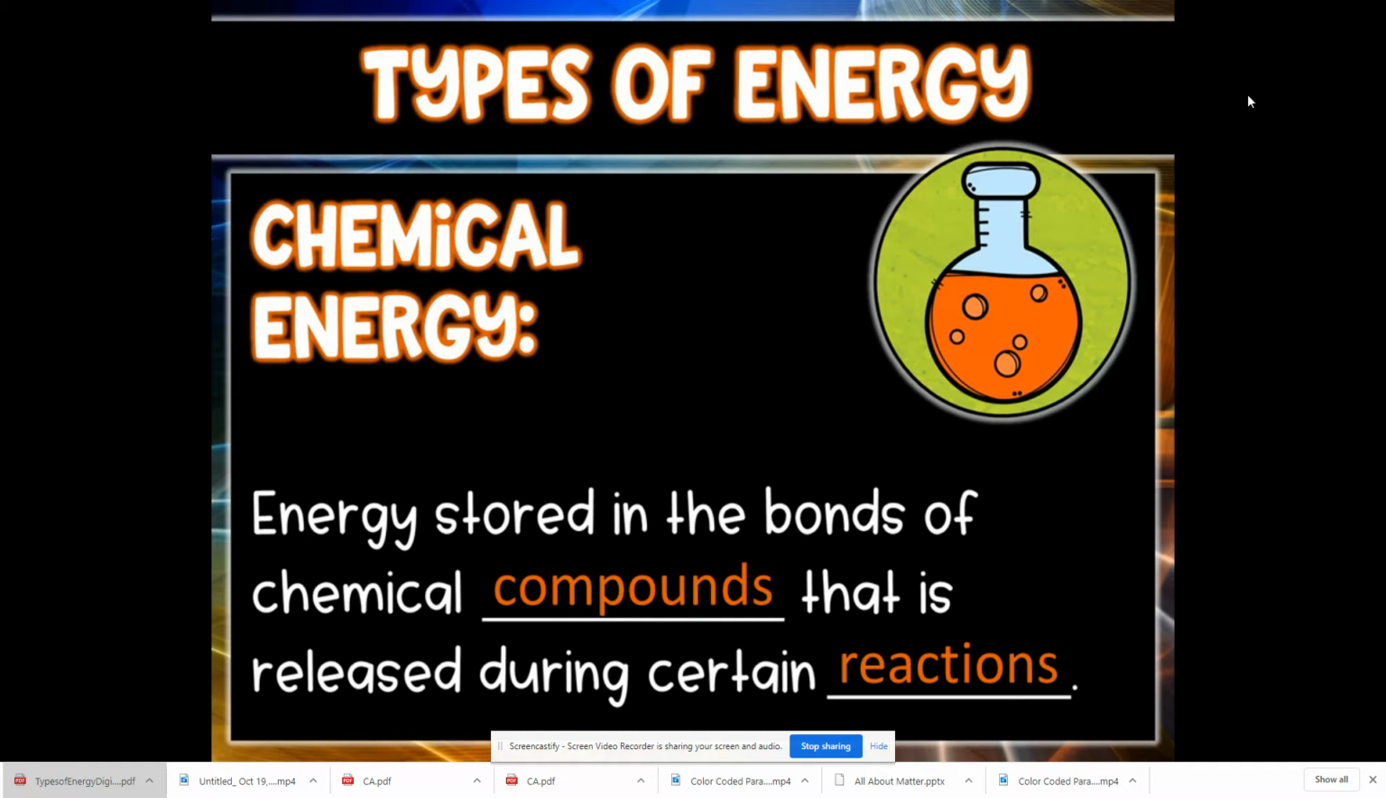Chemical energy is energy stored in the bonds of chemical compounds. So like when you burn food, that is chemical energy. A fire can be chemical energy because it is breaking down the wood. You're just breaking down chemical bonds. A lot of the time you like to think about chemical energy like when you eat food and your body is using the nutrients for energy.